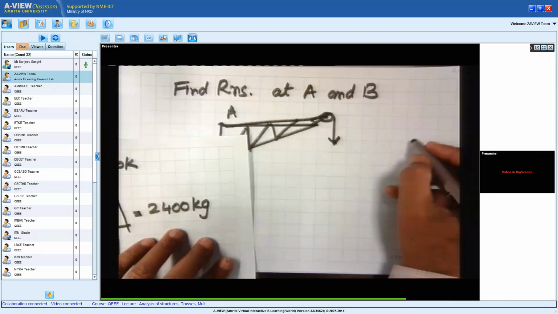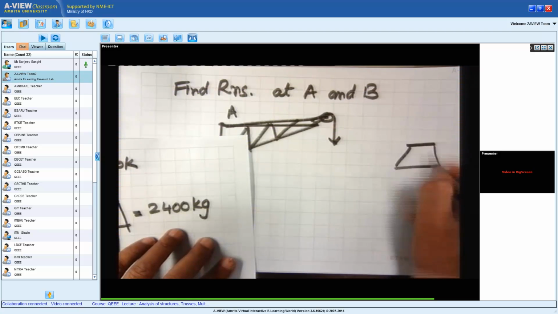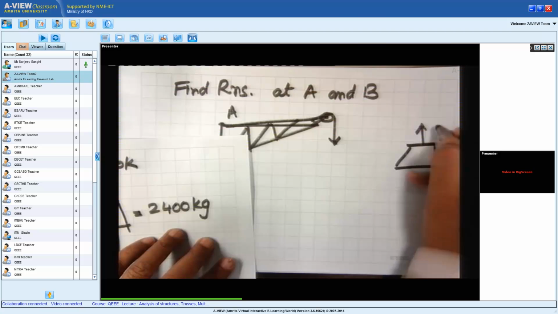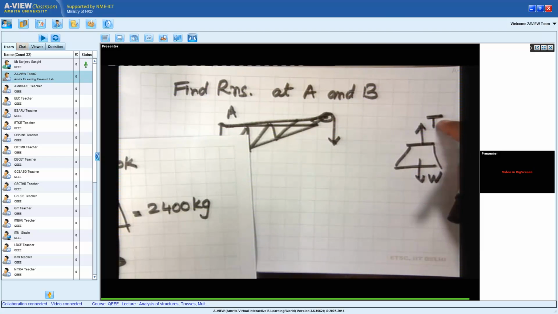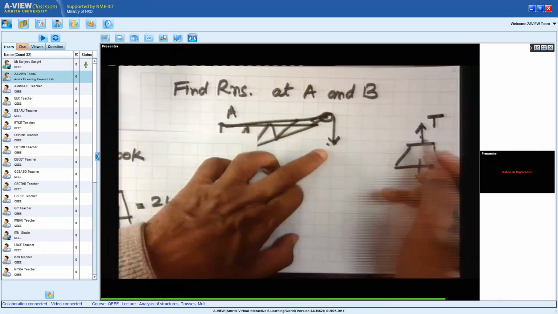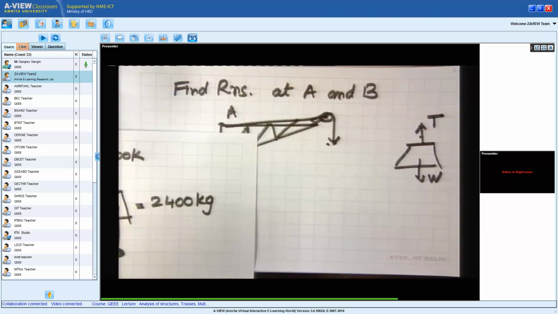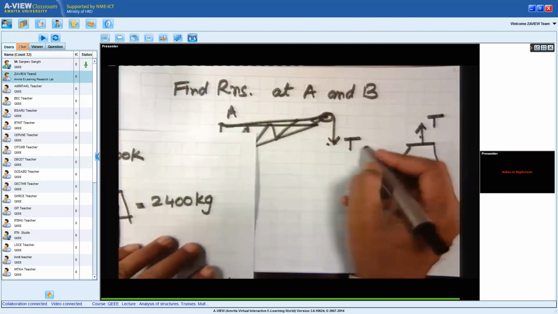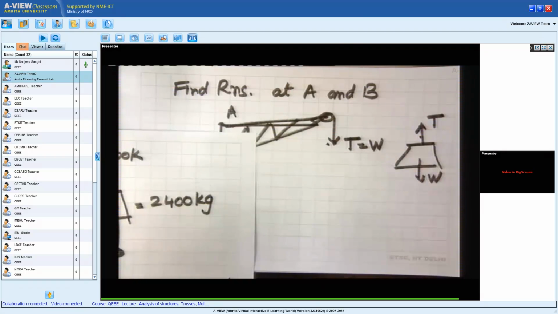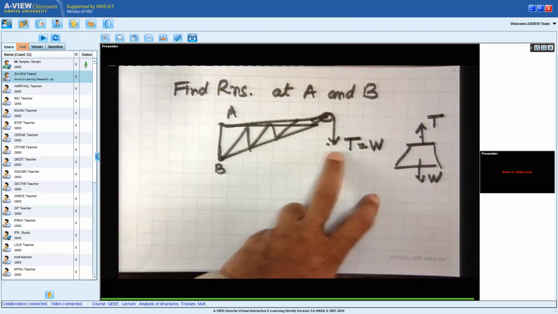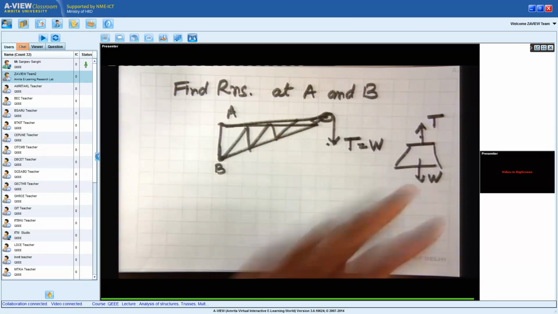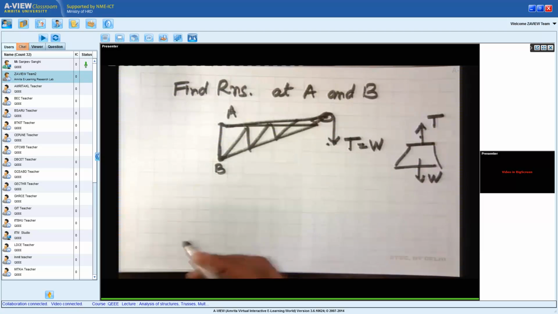So if I look at the weight and the wire, in the wire there is a tension T which is holding it, and this tension T in the wire is equal to the weight. Because we are cutting the wire, by an equal and opposite reaction, the tension in the wire, which is T here, is equal to W. We remove the weight, and instead of the weight we put the tension in the wire because we are cutting the wire. Now what happens at point A?